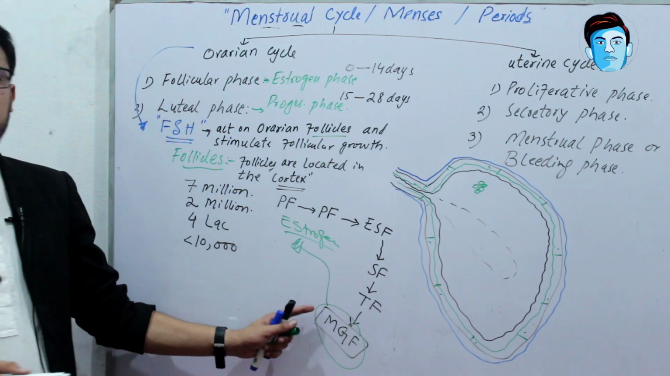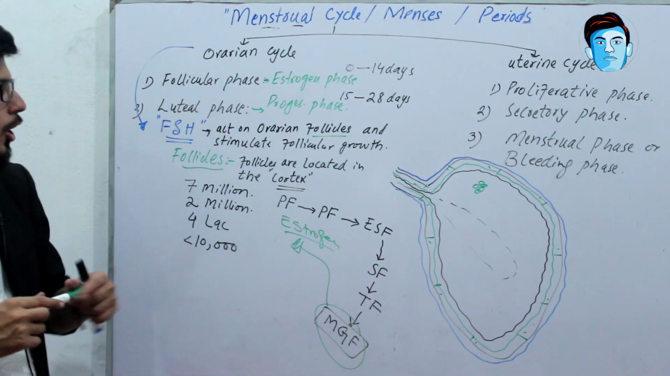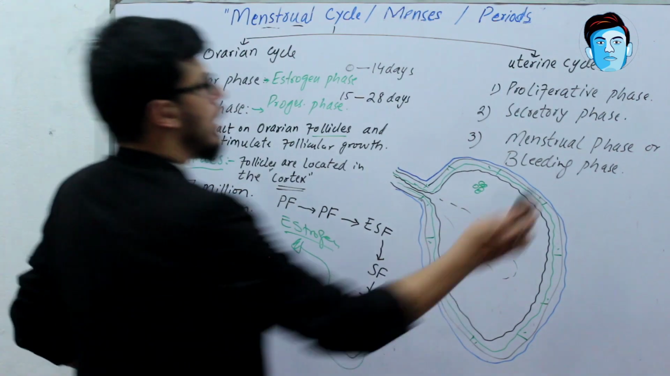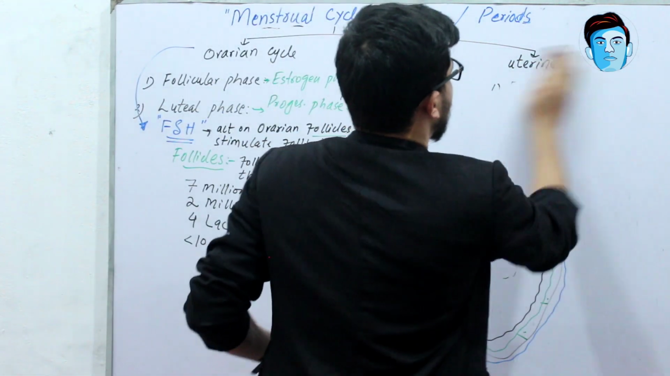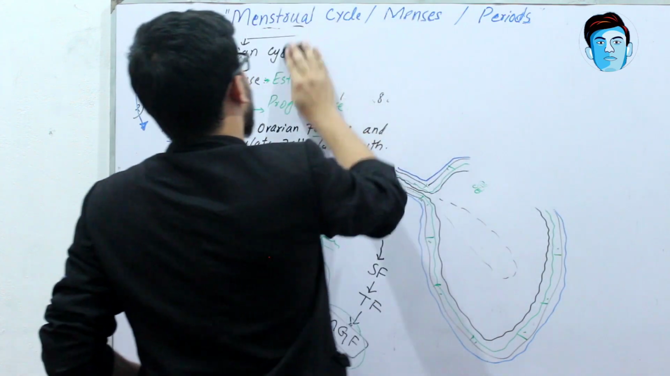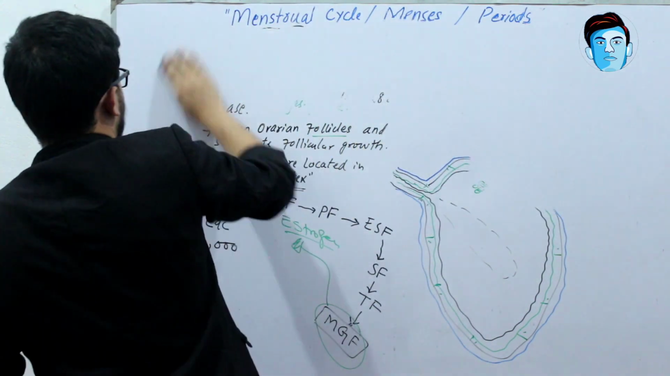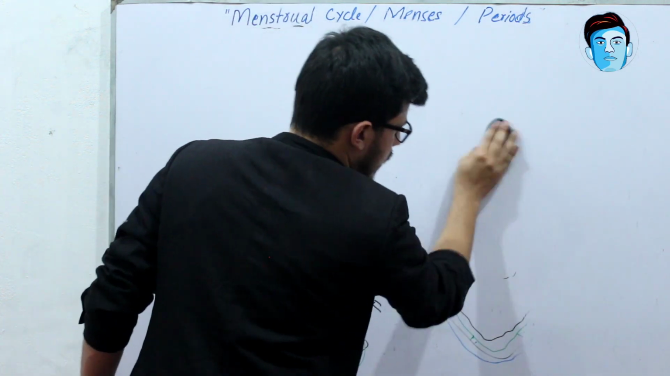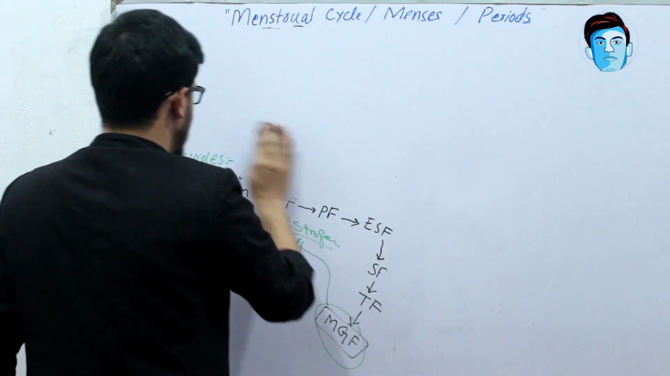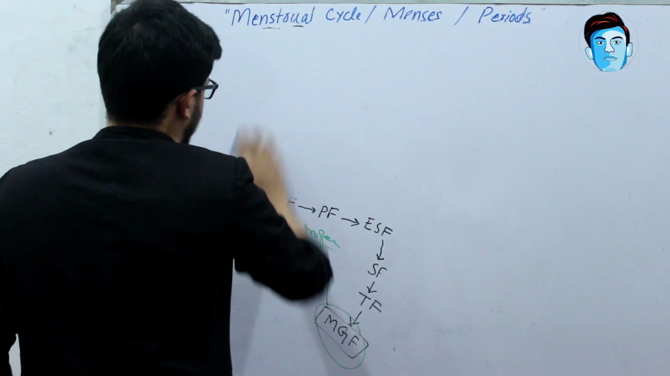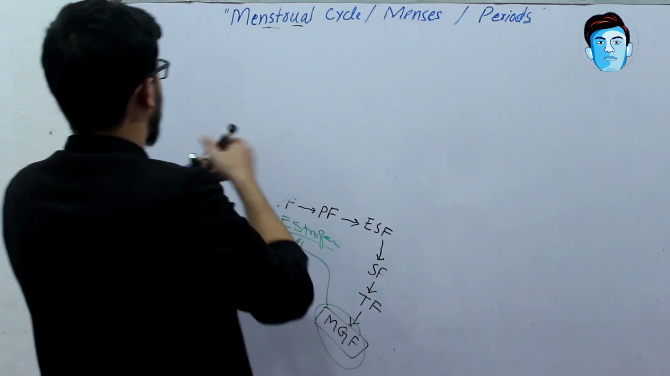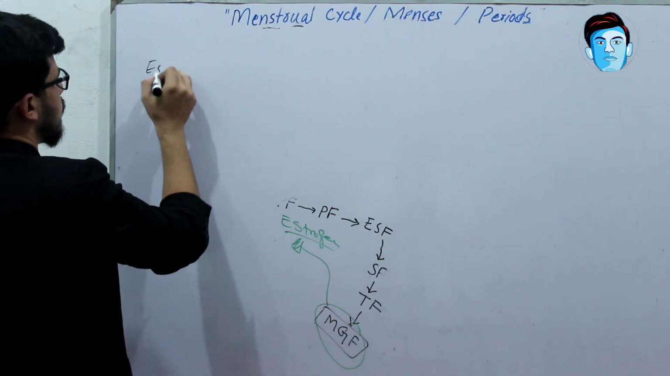Now the mature Graafian follicles have a capacity to produce estrogen. Now what does this estrogen do further? There are three most important functions of estrogen in this phase. And what are those important functions of estrogen?